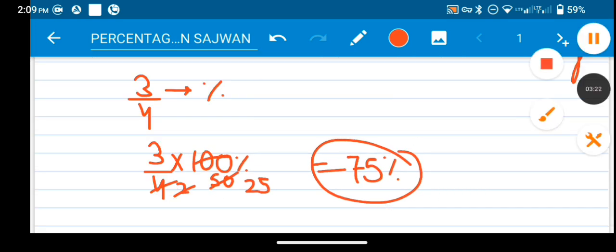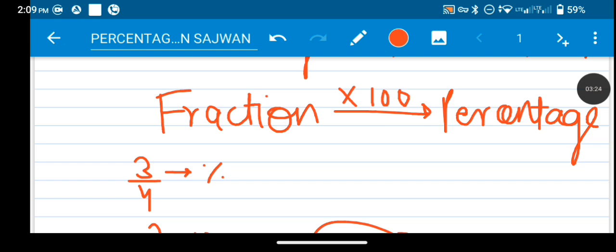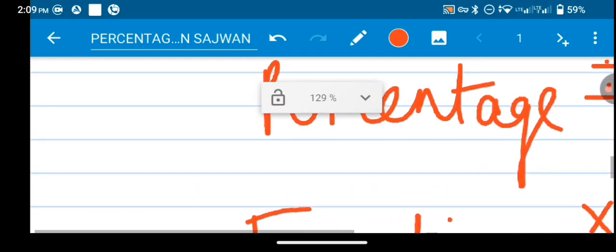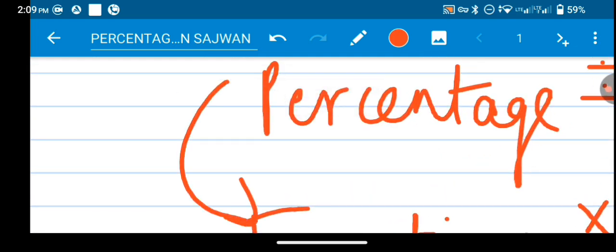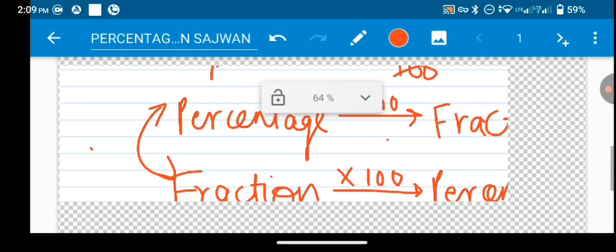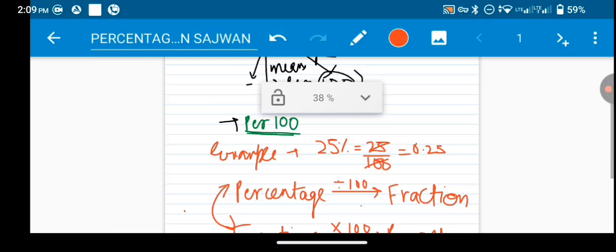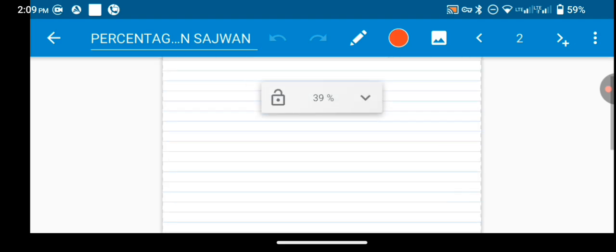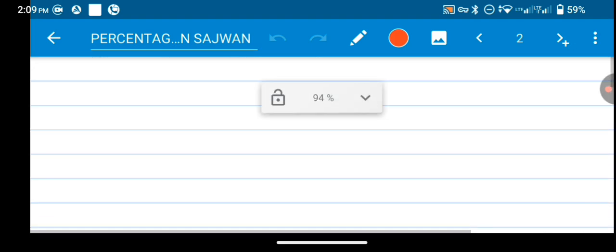In this way we have solved how to convert percentage to fraction and fraction to percentage. These both we have covered in this class. So this much we have studied. Now we will move on to the questions.